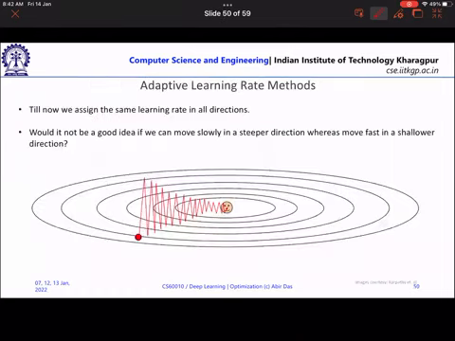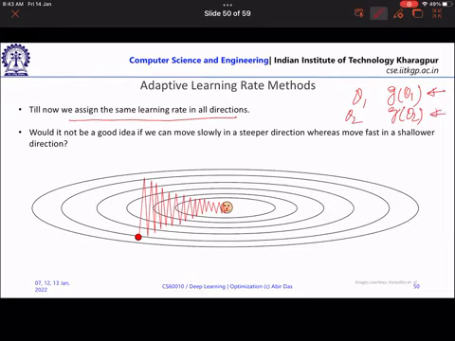Now we are going into another philosophy or school of thought, which is the adaptive learning method. What does it tell? Till now we assigned the same learning rate in all directions, the epsilon we are using, whether it is theta1 or theta2, or rather g of theta1, g of theta2. What are g of theta1 and g of theta2? This is the partial derivative of J theta with respect to theta1, and this is the partial derivative of J theta with respect to theta2.